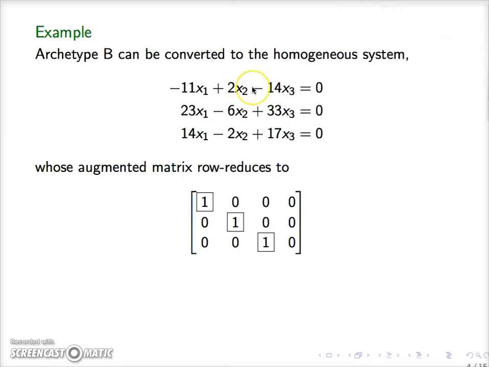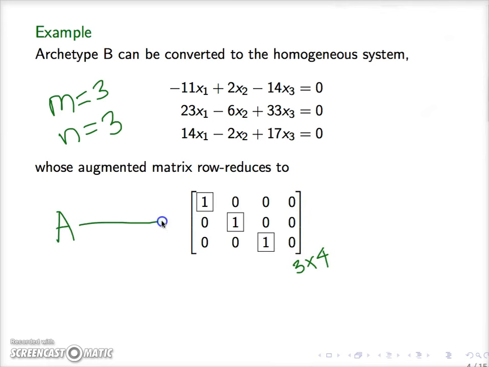Here comes an example. In this example, we have 3 equations, 3 variables. So here we're going to say that m equals 3, and n, the number of variables, is also 3. When we collect the coefficient matrix and augment that with a column of zeros, then we would get a matrix that has 3 rows and 4 columns. Okay, so the augmented matrix would have 3 rows, 4 columns, and then when we row reduce, A being the augmented matrix, we say that A row reduces to this matrix that we have here.